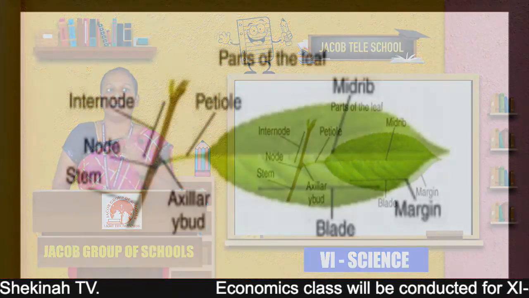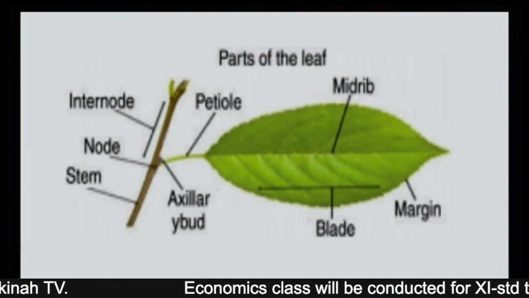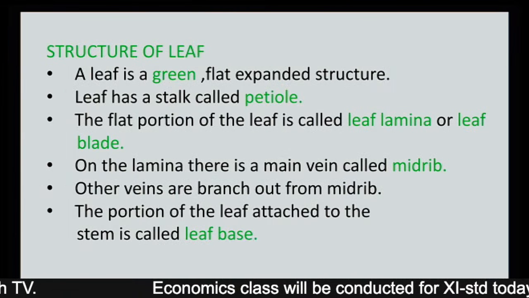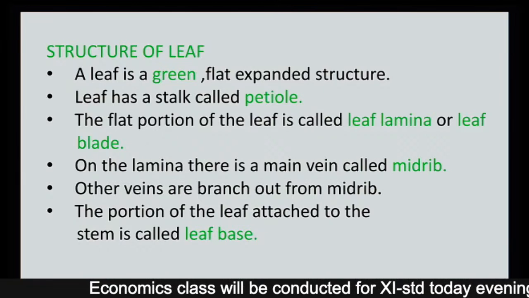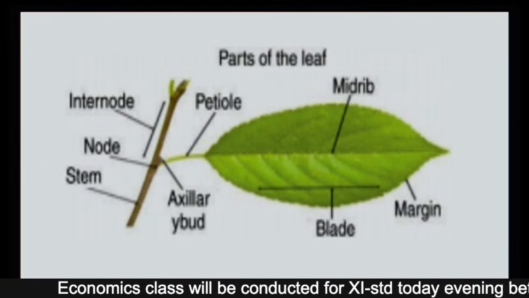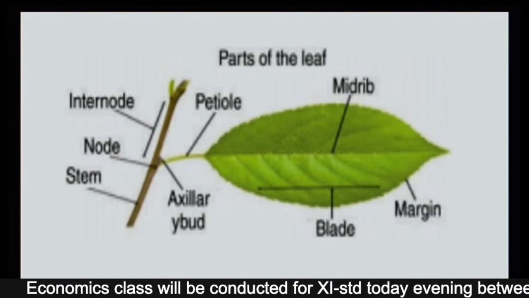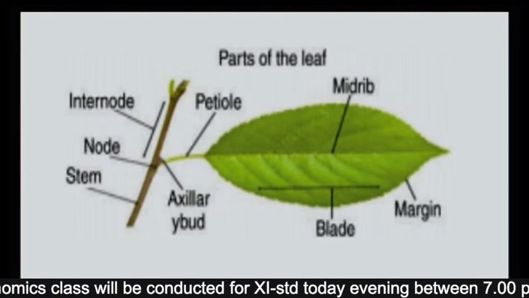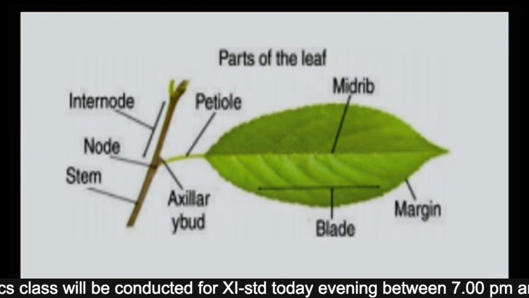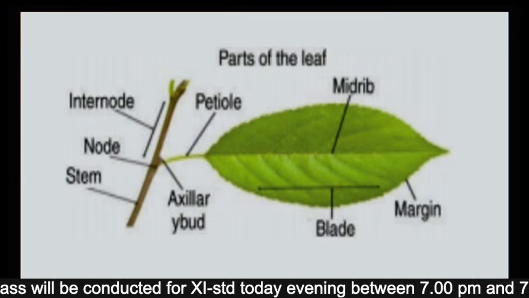Stem-ல the leaf arise ஆகுற இடத்துல உள்ள stalk-ஐ என்ன சொல்லுவாங்க? Petiole. And next one, the flat portion of the leaf is called leaf lamina or leaf blade. And you can see the leaf. Where is that? The flat part, the flat expanded structure-ஐ என்ன சொல்லுவாங்க? Leaf blade or leaf lamina. Other name for leaf blade is leaf lamina.